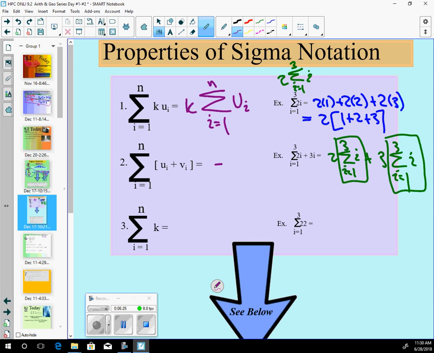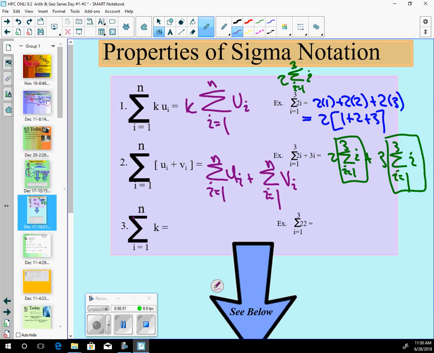This could be the sum as i goes from 1 to n of u plus the sum as i goes from 1 to n of v of i. You can break that up. Now this is the one that's really interesting. Let's say the sum as i goes from 1 to n of k. Now this seems kind of boring, but it's actually tricky for some people.